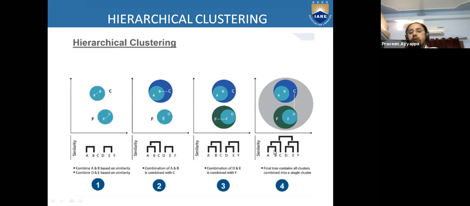So if you look, A, B are connected, B and E are connected, and AB is combined with C, and D combined with F, and thereafter A, B, C, D, E, and F. These two clusters form a hierarchical clustering once again.